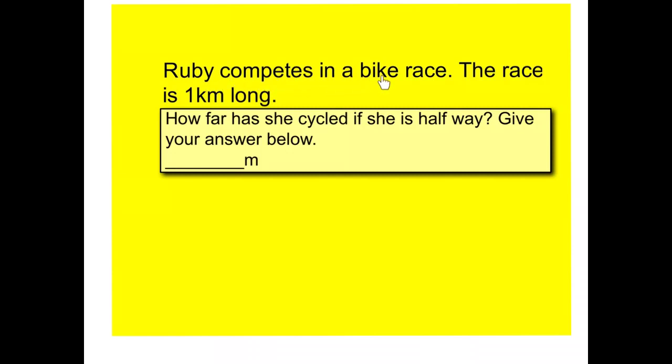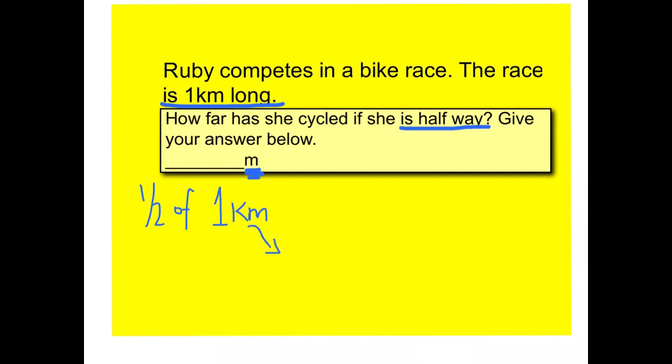Ruby competes in a bike race. The race is 1 kilometre long. How far has she cycled if she is halfway? Give your answer below. So first off, we need to highlight a few of the important bits of information in our word problem. So she is competing in a bike race that is 1 kilometre long, and we need to work out how far has she gone if she is halfway. And if we notice, we have to give our answer in metres. This question is testing our ability to convert lengths. So we have our 1 kilometre race, and we need to work out what half of that 1 kilometre is.